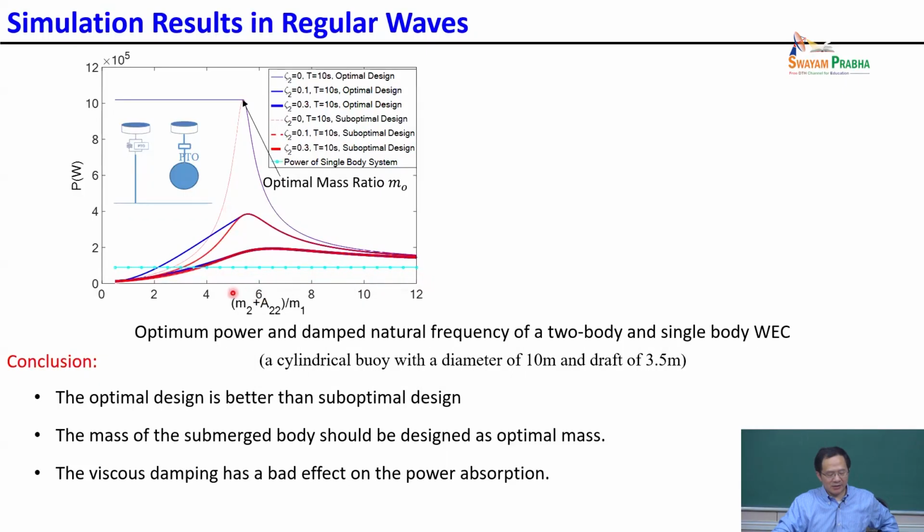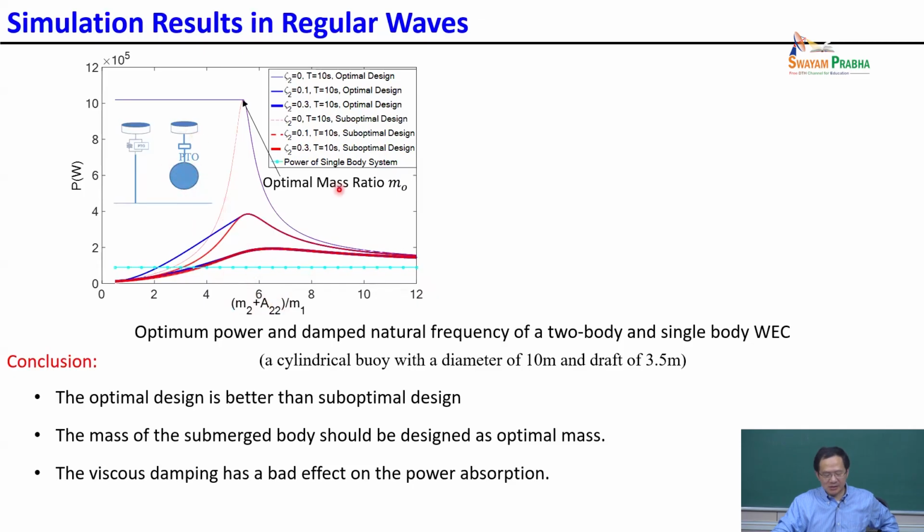So overall, this system's performance heavily depends on the mass ratio, second mass to first mass, right? Let us say this is a figure of the performance. The x direction is the mass ratio, second mass over first mass, and also added mass divided by first mass.